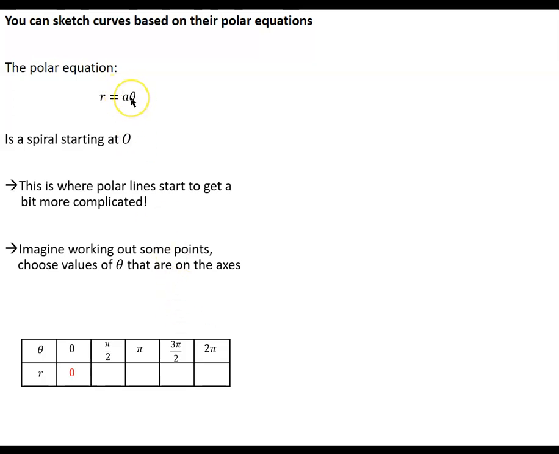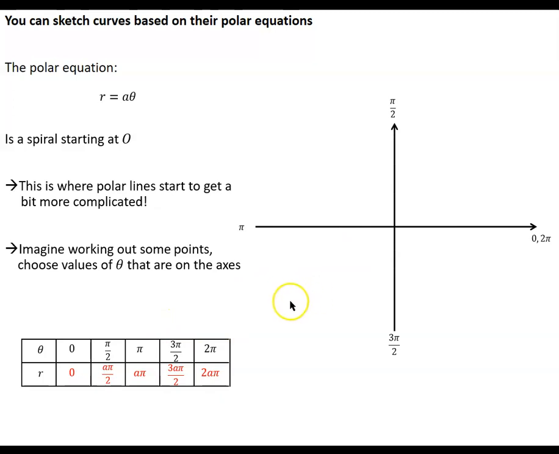When theta equals 0, r is equal to 0. When theta equals pi on 2, r is a pi on 2, and so on. Now I don't know what a is, but it's just some number, so I can plot this on a set of axes in terms of a. The point 0, 0 is still the origin.